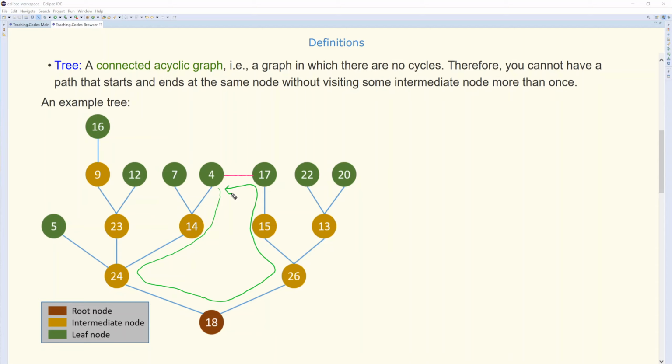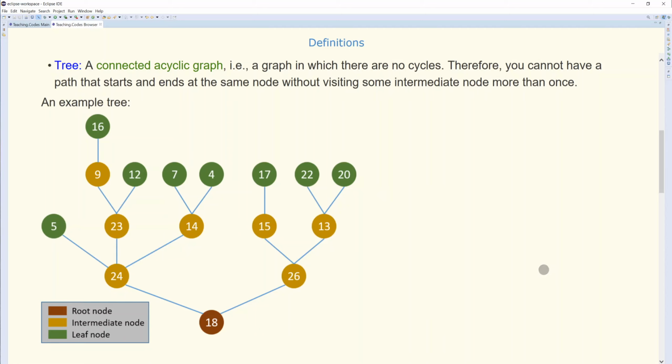Therefore, when you add the mentioned link to this graph here between 4 and 17, you create a cyclic graph. Therefore, it's not a tree anymore. But when you delete it, it's again a tree. So once again, a tree is an acyclic connected graph.